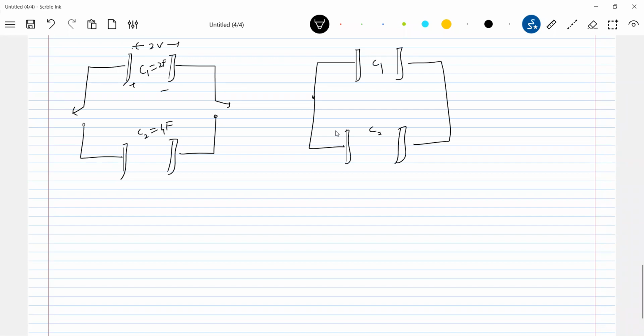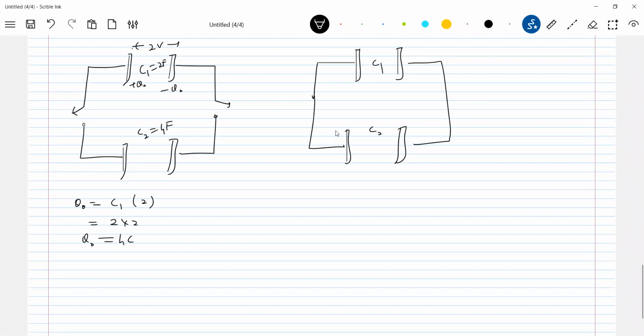This is C1, C2. Okay, look at the polarity, plus minus. The initial potential is how much? Equal to 2 volts. So first we'll calculate the initial charge. So Q naught is equal to C1 into 2 volt. C1 is how much? 2 into 2, 4 coulombs. This was the initial charge in this capacitor.